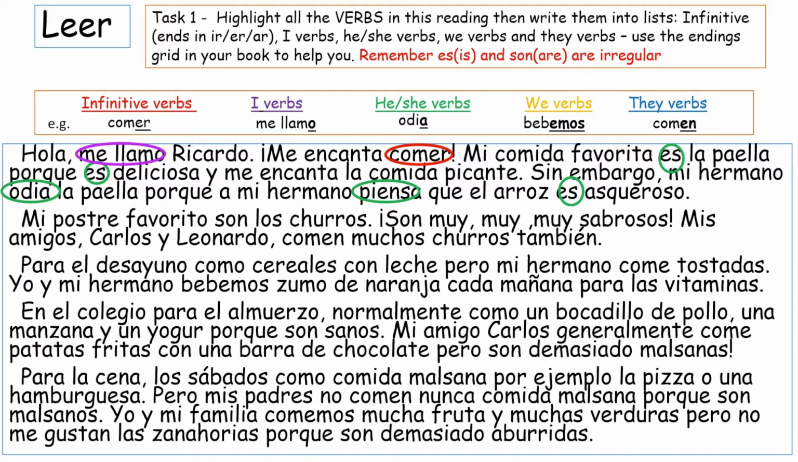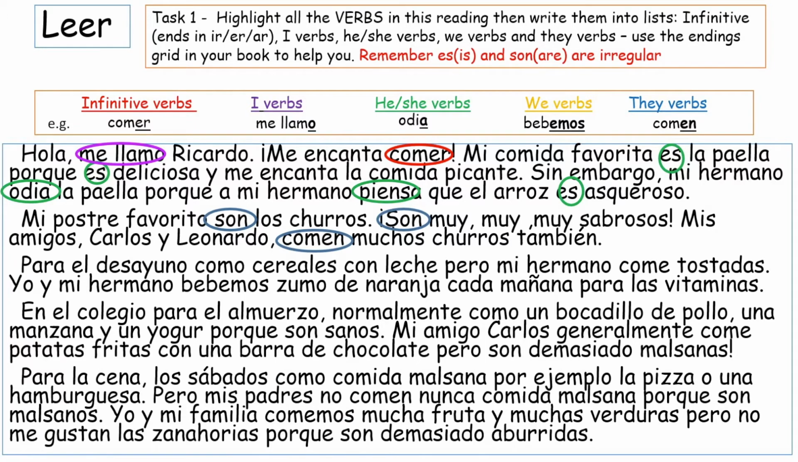Mi postre favorito son... are, because I'm talking about some plural here, are churros. And then are again, but here it means they are. So remember, they don't bother with the they, I, he, she, because the verb ending tells you. So son means are or they are.